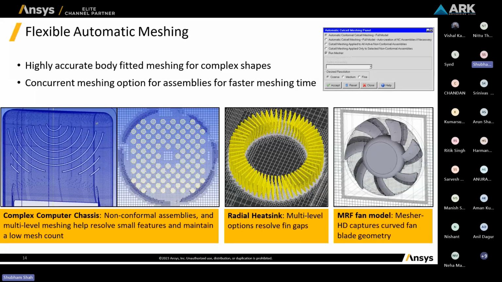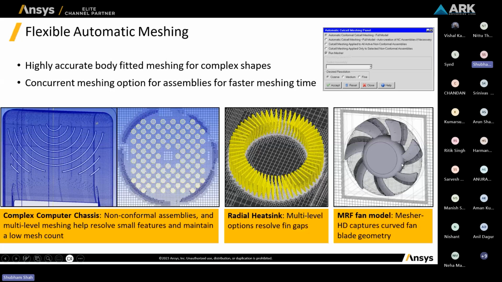When it comes to the radial heatsink, here you can see the multi-level option, which resolves the fin gaps. Here your mesh count will tend to be higher compared to others, but it will also give you a finer mesh to resolve the gaps between the fins. Here you can see the gaps are larger compared to the fins. You can see how fine the mesh is near the fins, where a much finer mesh is being generated.